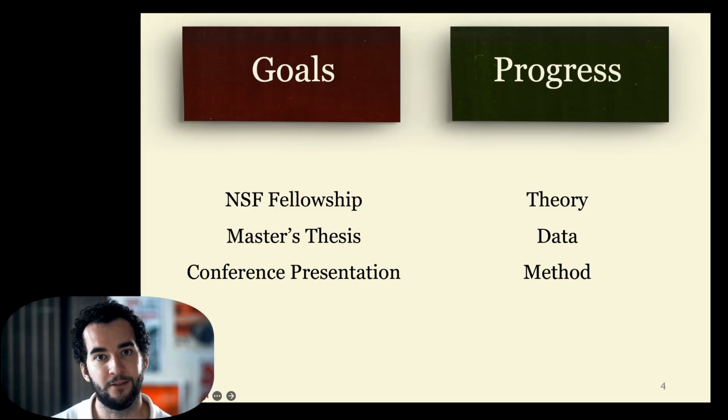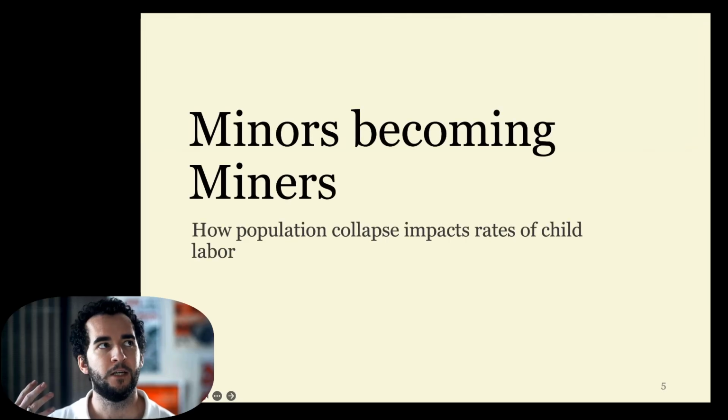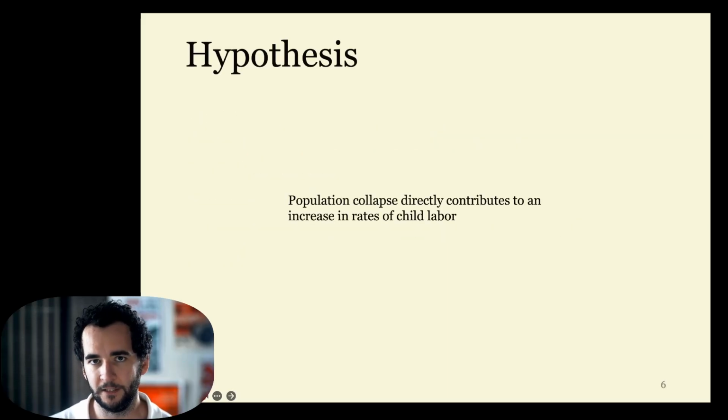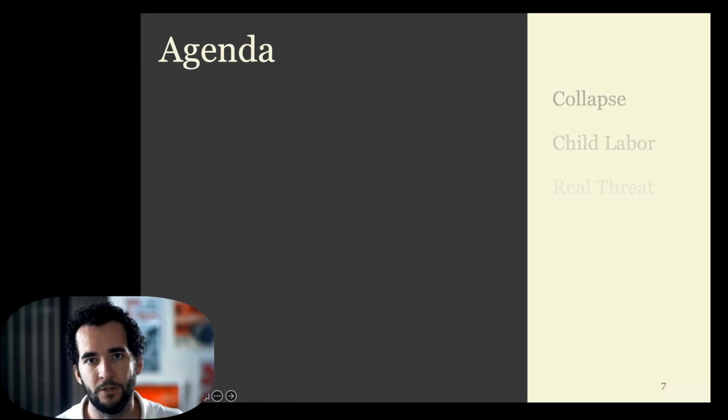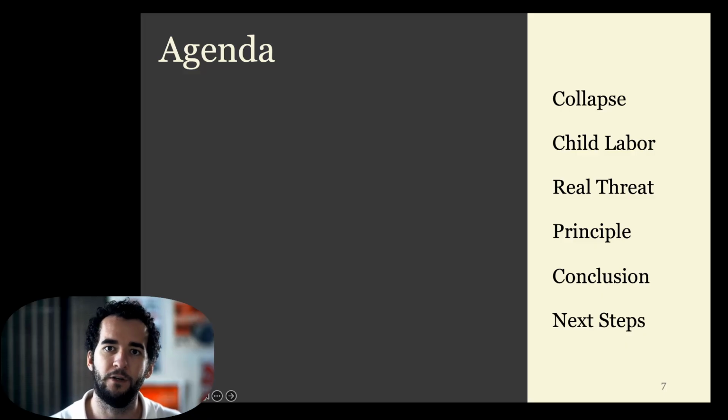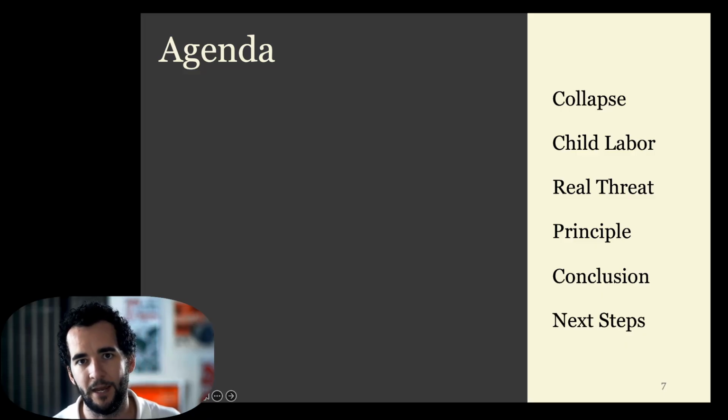So let's hop in. What I'll be speaking on today is the relationship between population collapse and rates of child labor. Specifically, what I will argue is that population collapse directly contributes to an increase in rates of child labor. What this argument will look like is we'll start with an examination of those two empirical phenomena, population collapse and increased rates of child labor.